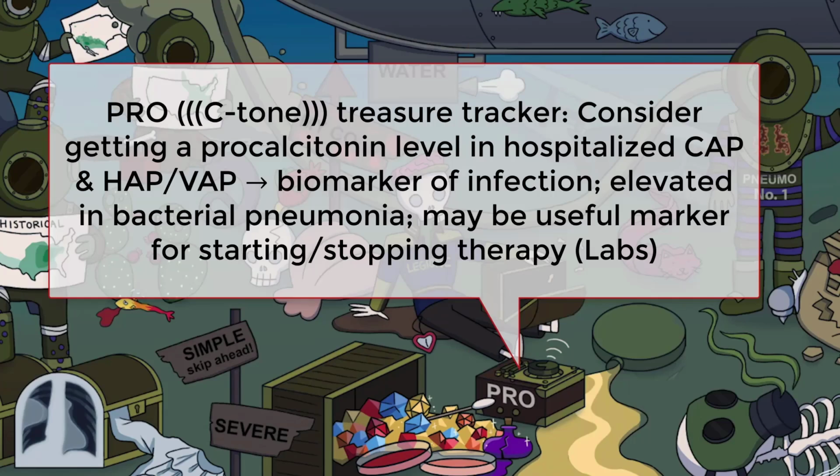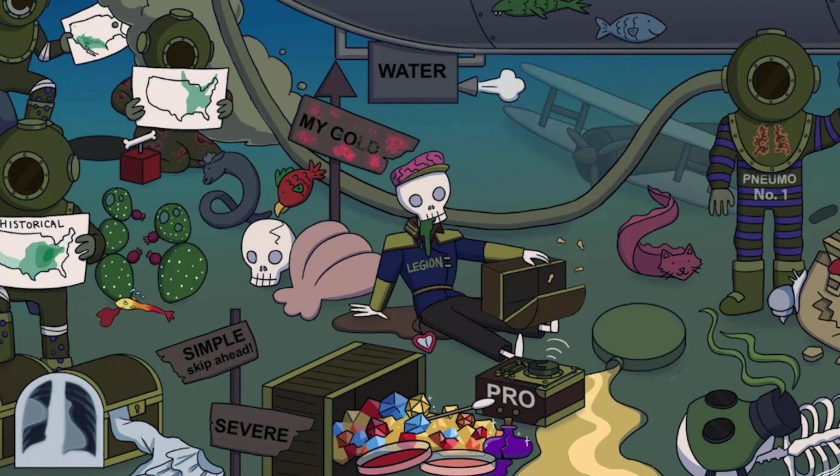In many institutions, a serum procalcitonin level is also collected as a part of the workup in patients with known or suspected CAP. Procalcitonin is represented by the tone being emitted from this treasure tracking device. Procalcitonin is a biomarker of bacterial infection, so expect it to be elevated in bacterial pneumonia, but not in viral pneumonia or non-infectious conditions. Check out our next sketch where we describe how it might be helpful for management decisions.